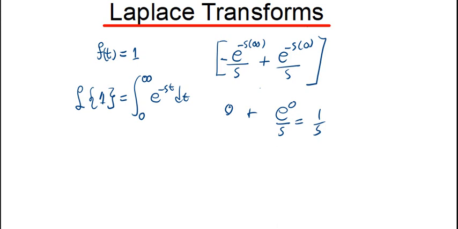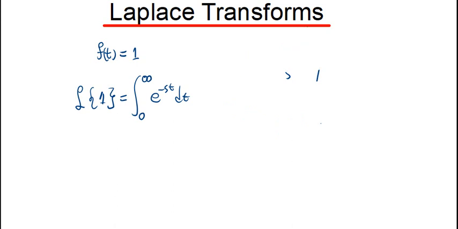So now we have determined that the Laplace transform of 1 is nothing but 1 over s. We really have to know this because you're going to be using it on a good number of questions. So we have to keep that in mind.